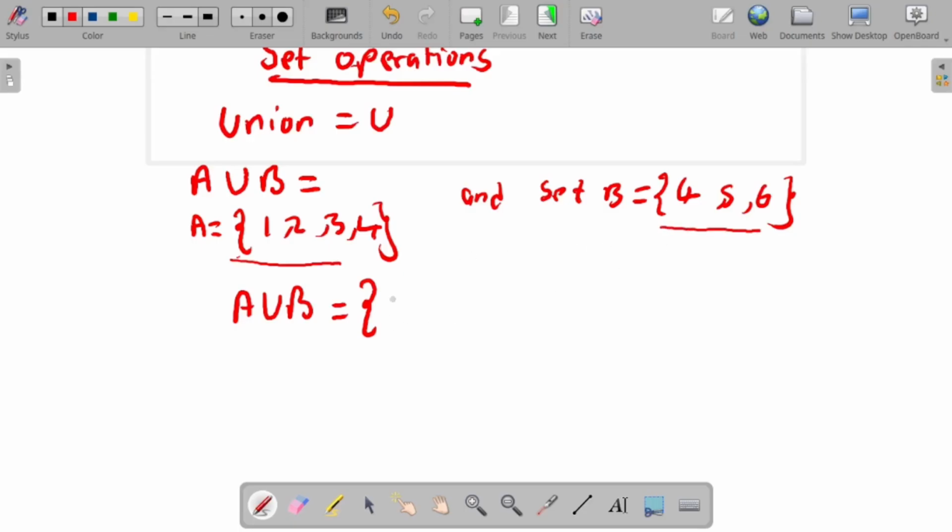So we realize that it's going to be 1, 2, 3, 4. Since 4 appears twice, that's where we're saying a set has to have distinct elements. I cannot repeat or put two 4s here. No, I'm just going to get one 4 since it's an element there. Then that is 5, 6, like that. So this is how A union B is supposed to be.